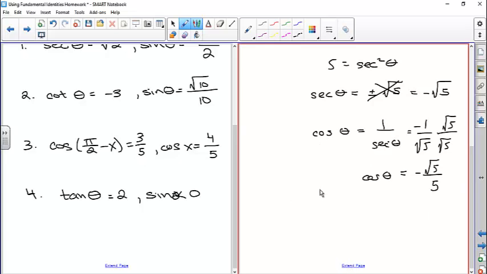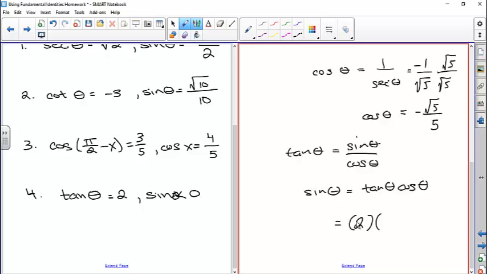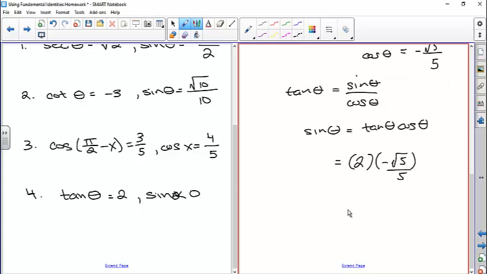So now to find the sine, we could use the fact we know the tangent and the cosine. We've done that before. Tangent of theta is sine of theta over cosine theta. So if we're trying to find the sine, the sine is the tangent of theta times the cosine of theta. So the tangent's 2, the cosine is negative the square root of 5 over 5. So the sine is equal to negative 2 times the square root of 5 over 5. So we know in the third quadrant the sine's negative, so that makes sense.